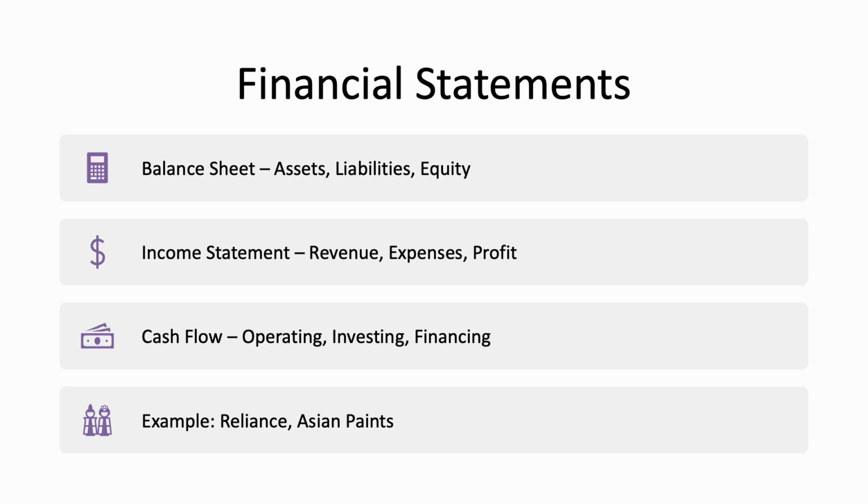The balance sheet. A balance sheet is basically a snapshot of a company's financial position at a given point in time. It tells you what the company owns, what it owes, and what is left for shareholders. The golden rule is assets equal liabilities plus shareholders' equity. Assets are what the company owns, like cash, receivables, factories, equipment. Liabilities are what the company owes: loans, creditors, unpaid expenses. Shareholders' equity is simply the difference, the value that belongs to the owners of the company.